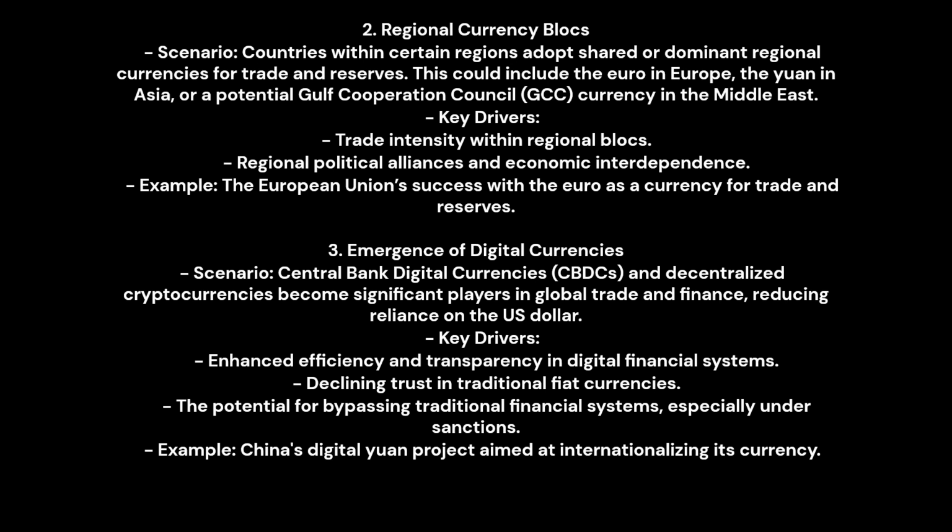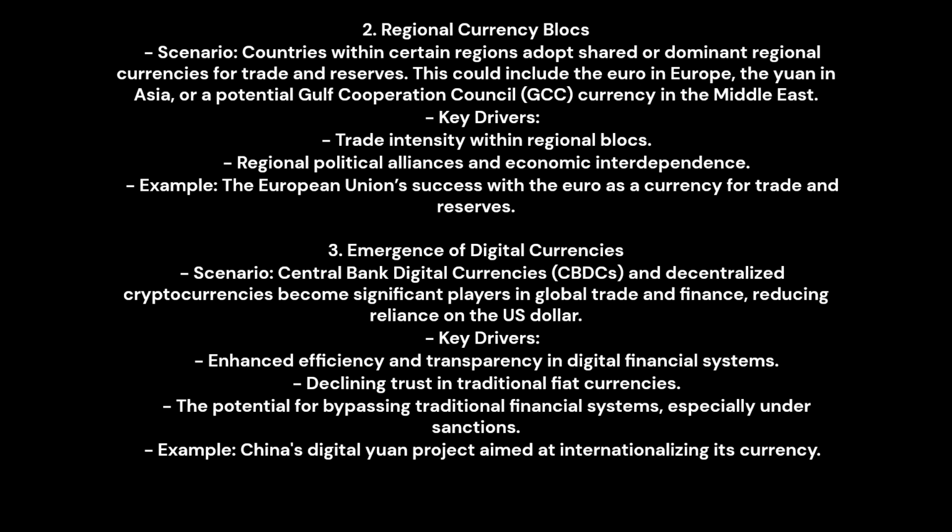2. Regional currency blocs. Scenario: countries within certain regions adopt shared or dominant regional currencies for trade and reserves. This could include the euro in Europe, the yuan in Asia, or a potential Gulf Cooperation Council (GCC) currency in the Middle East. Key drivers. Trade intensity within regional blocs. Regional political alliances and economic interdependence. Example: the European Union's success with the euro as a currency for trade and reserves.